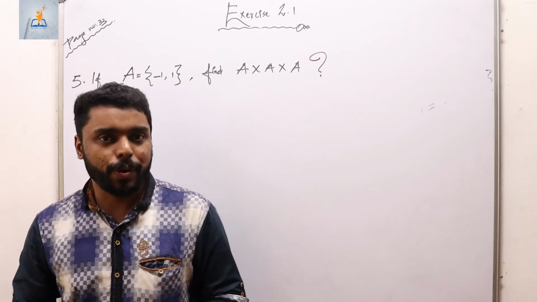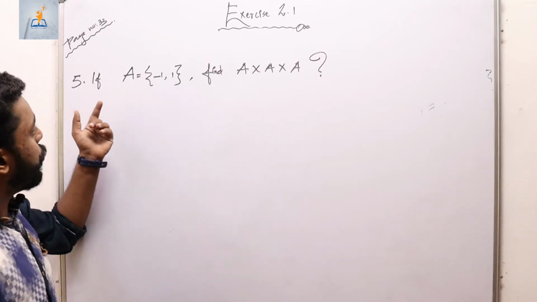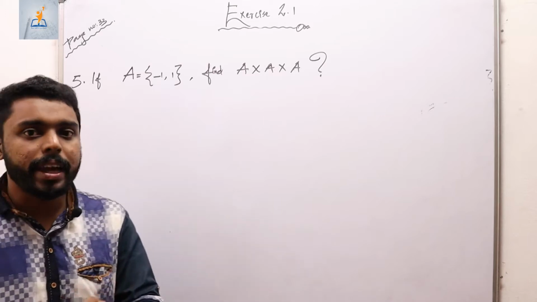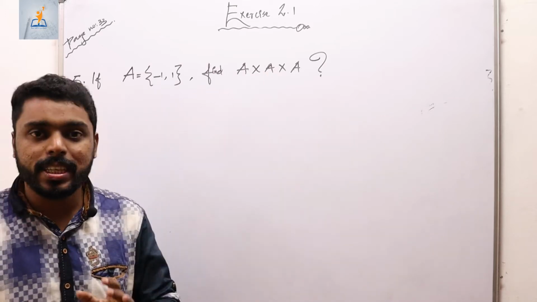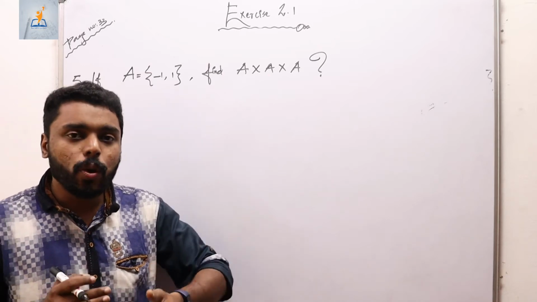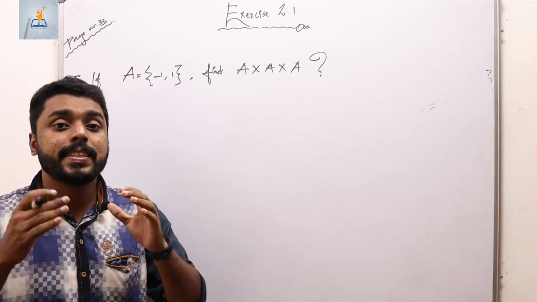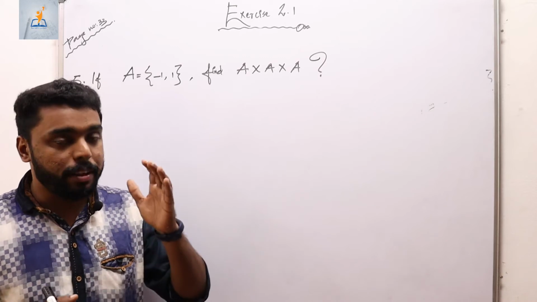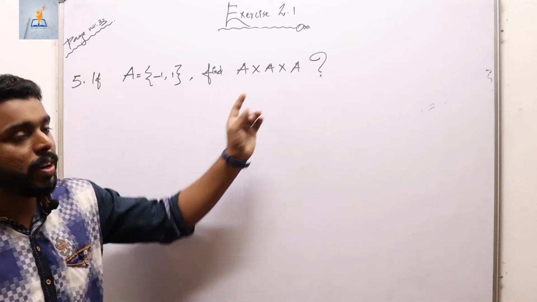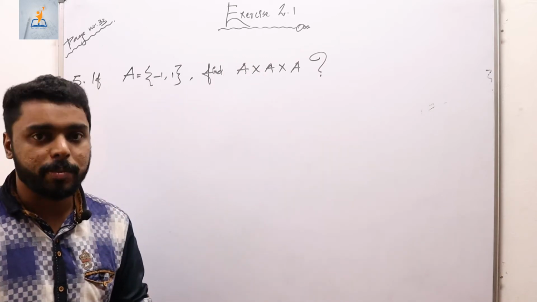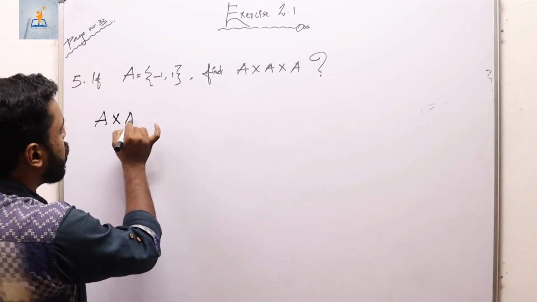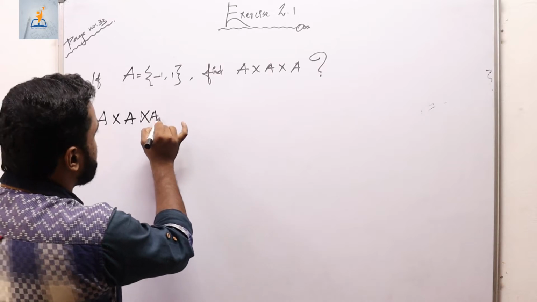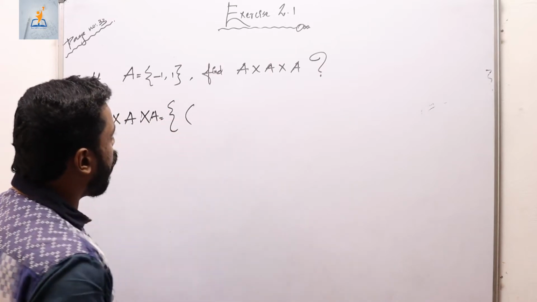Coming on to the fifth question, the question is: if A is equal to the set {-1, 1}, find A cross A cross A. We know that A cross A cross A is the set of all ordered triplets, where the first one comes from A, the second one comes from A, and the third one comes from A. Let us check what A cross A cross A is. A cross A cross A is the set of all ordered triplets.